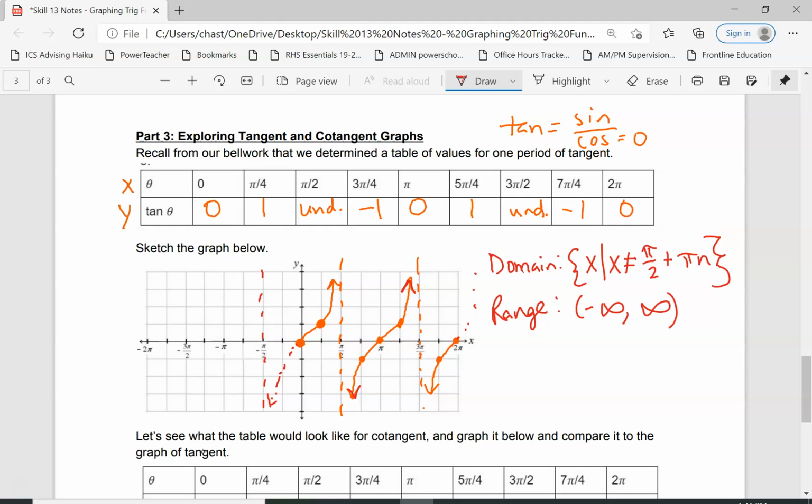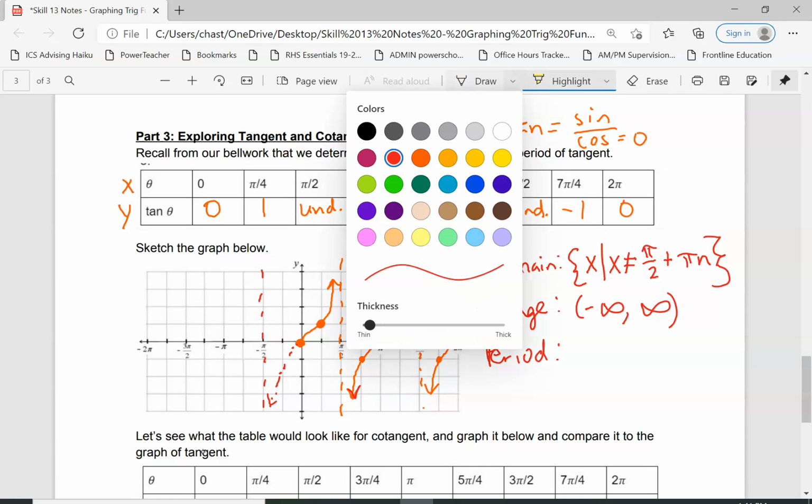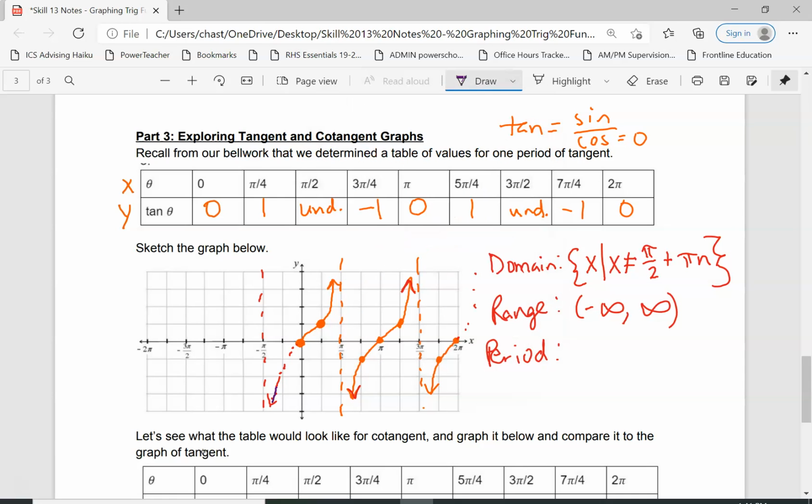For the period, we'll call this one complete motion right here. So we're going from -pi over 2 to +pi over 2. So pi over 2 minus -pi over 2, double negative, so we get 2 pi over 2, which is pi. So we have a period of pi. And for the amplitude, there is none because once again, we have arrows going off to infinities, so no amplitude.